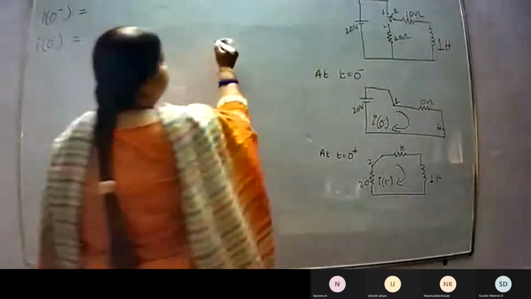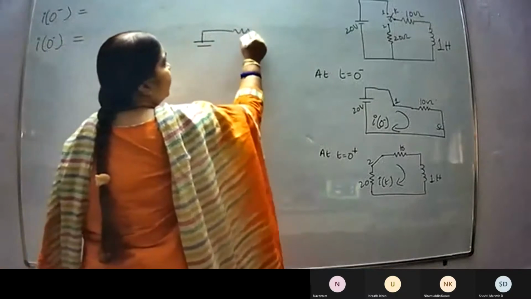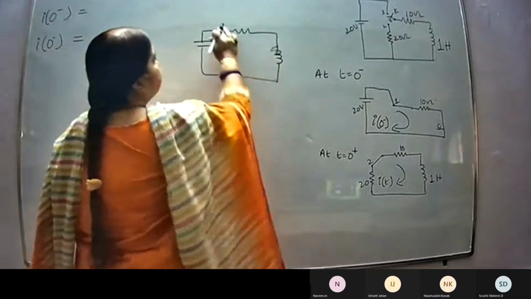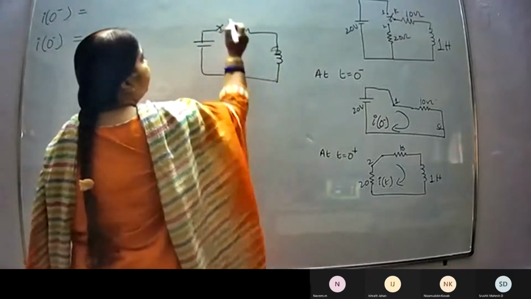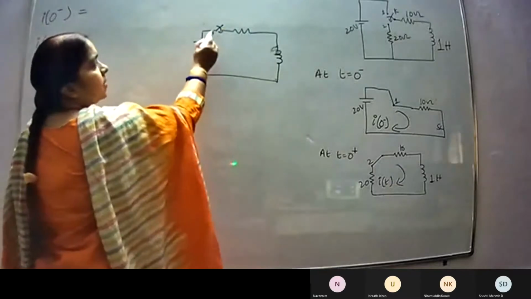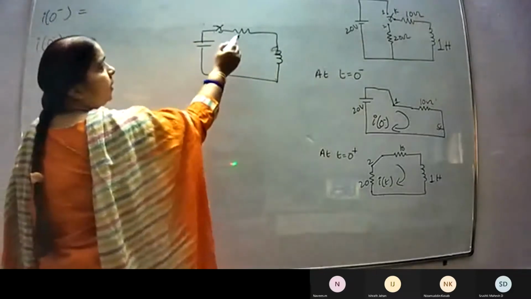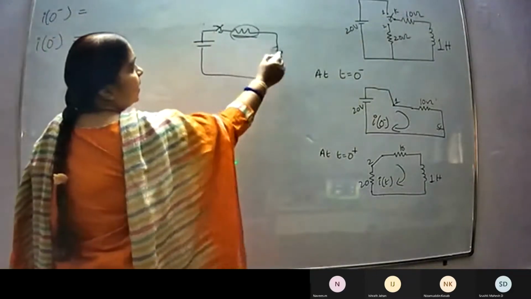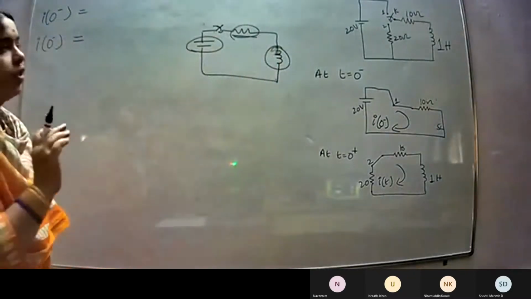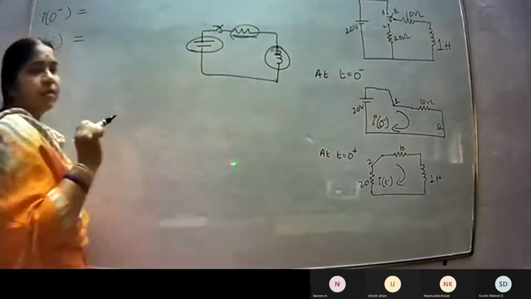First I will show you what is the difference between the previous problem and this one. Here the switch is changing from one position to the other. If this is the network we had, at t is equal to 0 minus the switch was open, and at t is equal to 0 plus the switch is closed. When the switch was open, the resistor and the inductor were not connected to the source, and when the switch is closed, it is connected to the source.